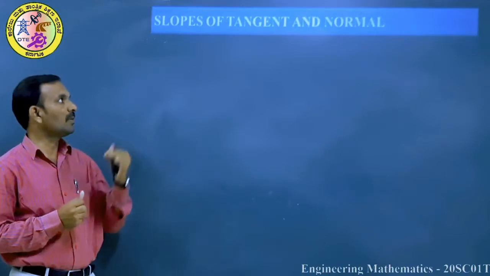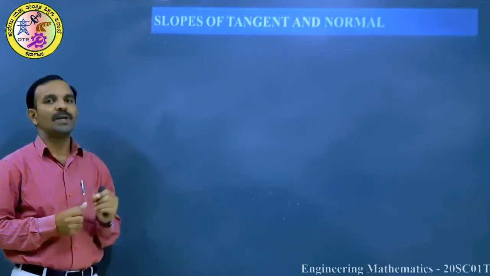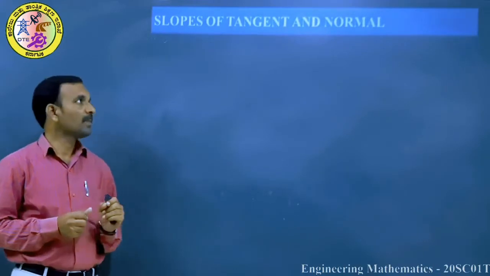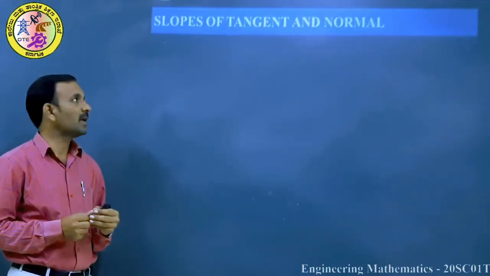Before finding slopes of tangent and normal, first you have to understand what is the meaning of tangent and normal. Tangent is called sparshaka in Kannada.